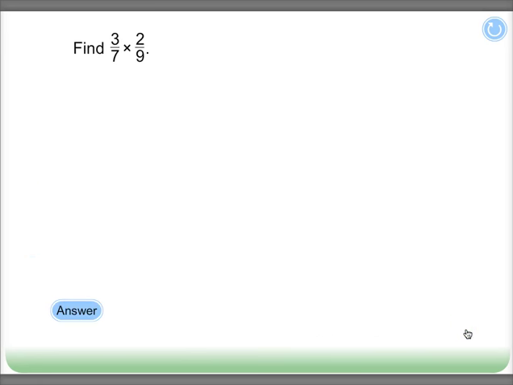All right, so here's your second question for your math journal. 3/7 times 2/9. Try doing cross simplification with this before you multiply. 3/7 times 2/9. Go ahead and write that one down, and moving on.